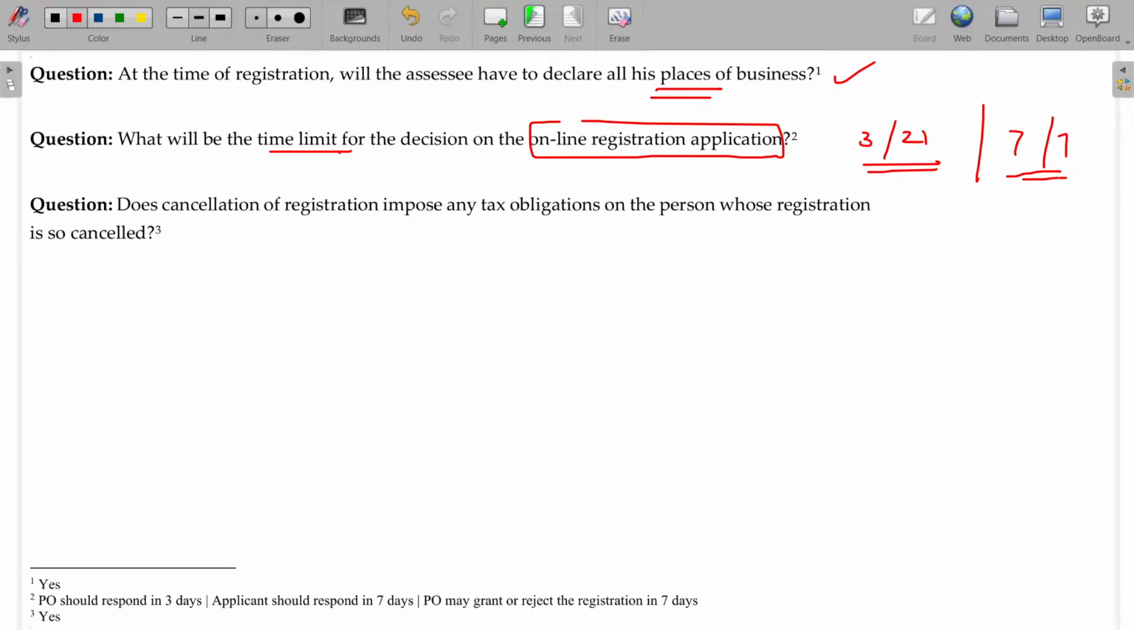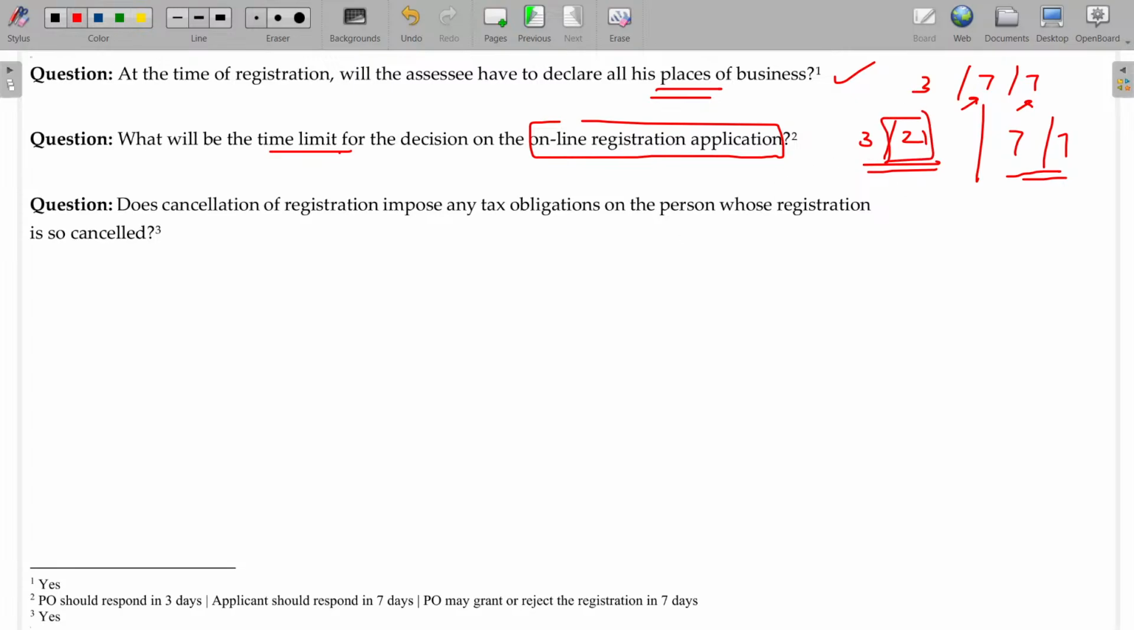So 377. This is clarification from the applicant. Either application acceptance or rejection will be done within 7 days. If it is not so, it will be considered as deemed to be registered. But the 21 days is for Aadhaar authentication.